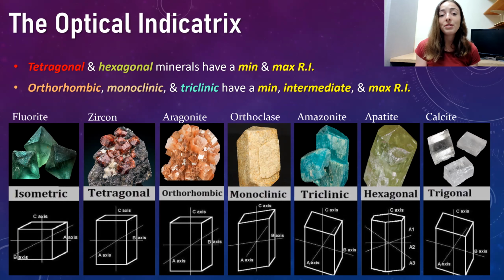And so some minerals have only 1 RI value, such as isometric minerals, which is why that crystal system is not listed here in terms of minimums and maximum RI values, because they don't have a min and max. They just have 1 RI value, which is why they're boring under thin section and only appear black or in extinction. However, some minerals have a minimum and a maximum RI value, giving them beautiful colors because of what's called birefringence, which is also something we talk about in the first part of the optical mineralogy videos.